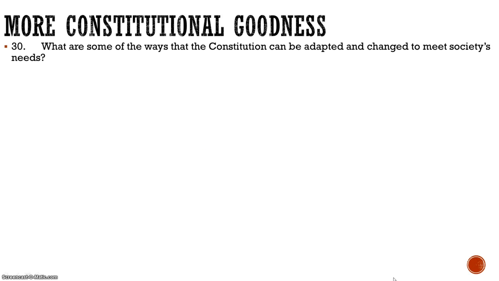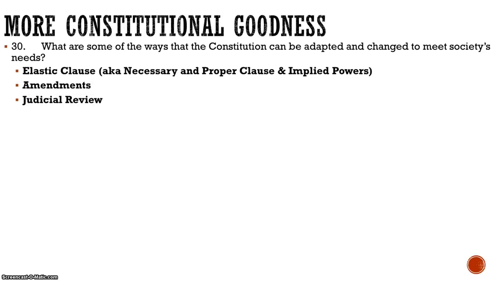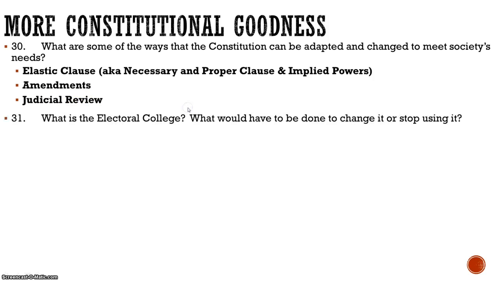30, more constitutional goodness. What are some of the ways that the Constitution can be adapted and changed to meet society's needs? So we've got the elastic clause, which is also known as the necessary and proper clause, which is also known as implied powers. So yeah, they can stretch the meaning of the Constitution. Amendments can actually change the Constitution, and judicial review, they're deciding if things are constitutional or not. So that's certainly adapting and changing.